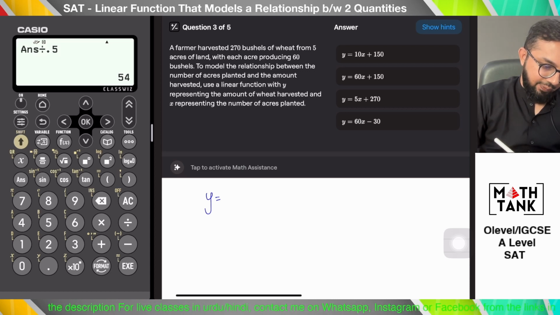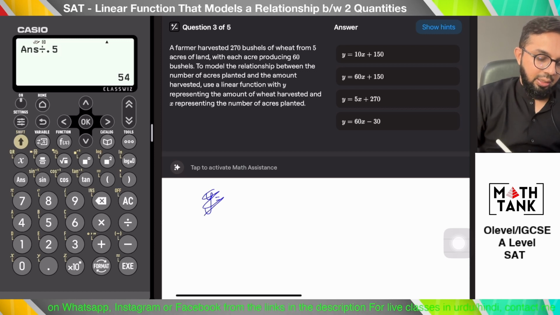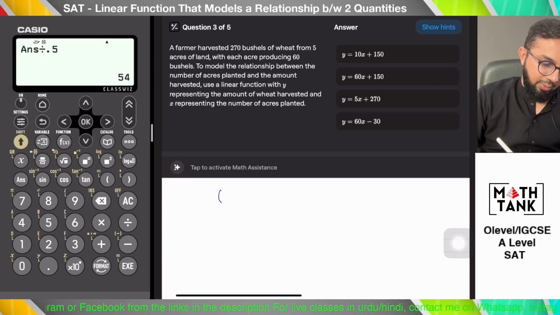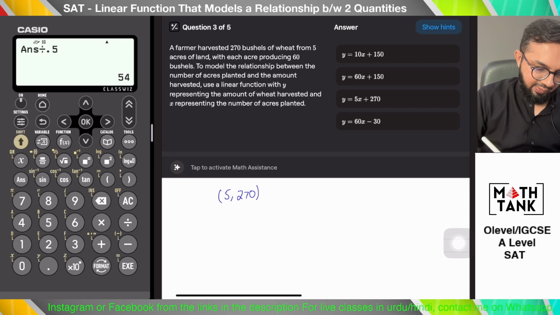So 270 bushels from 5 acres of land, with each acre producing 60 bushels. To model the relationship between the number of acres planted and the amount harvested, use a linear function with y representing the amount of wheat harvested and x representing the number of acres planted. So what I'm going to do is make x represent the number of acres. So 5 comma 270 will be one coordinate, with each acre producing 60 bushels.